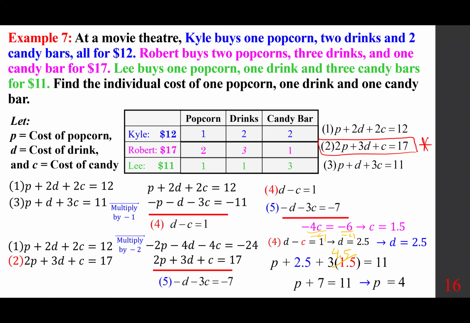And you have to check with all three to be on the safe side. In fact, you don't have to check with number 3 because number 3 was used. Check with the first and the second one to make sure you have the correct answer, and you're done.